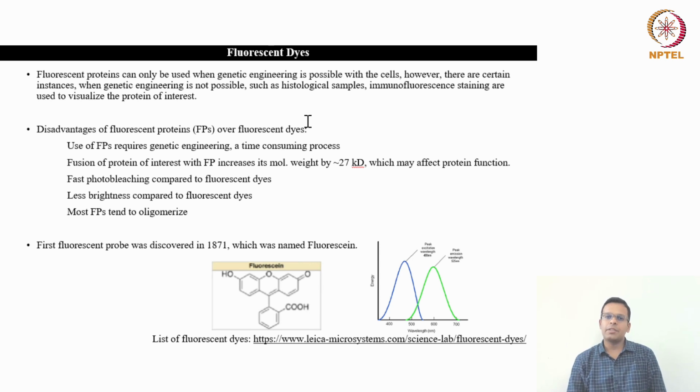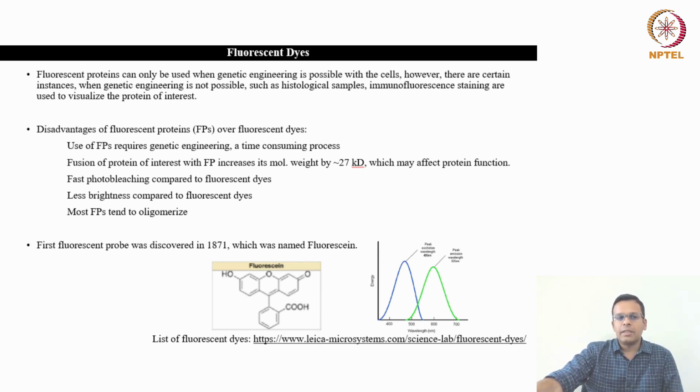So for that purpose, you will take help of immunofluorescence, in which you buy commercially available antibodies for your protein of interest, perform immunofluorescence, and use these dyes for the fluorescent labeling. So here are some of the disadvantages of fluorescent proteins over fluorescent dyes. Now let me first explain what fluorescent dyes are.